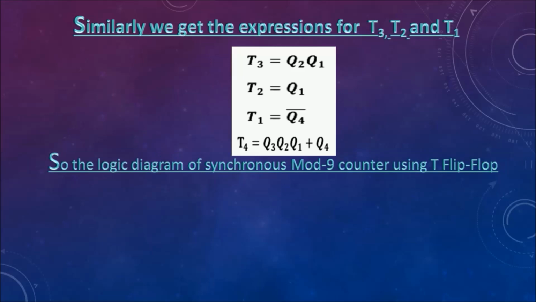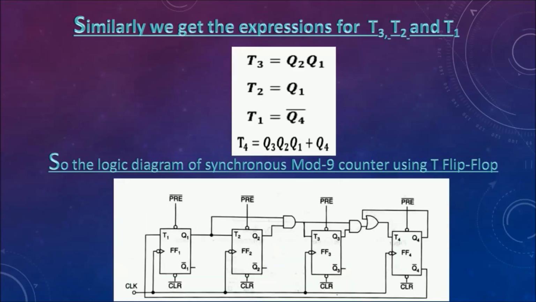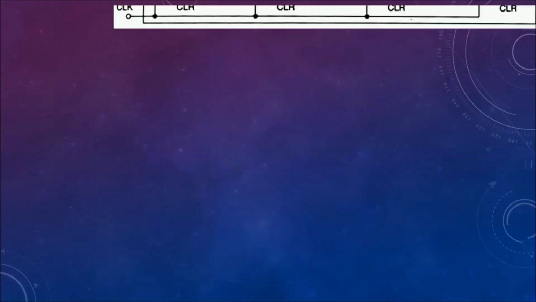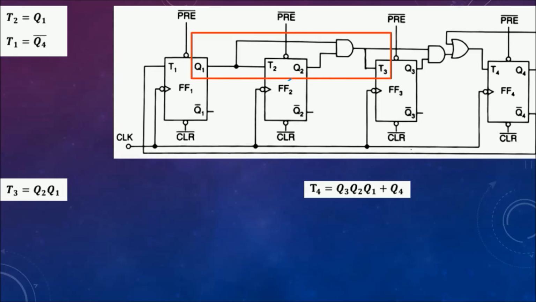So the logic diagram of the synchronous mod 9 counter using T flip-flops is like this. This is the logic diagram, and this is the design, and that's how we can design the mod 9 counter. Okay, now take a look at the picture below. Now we take a look at the picture in detail. These are the Boolean expressions we have to put here.